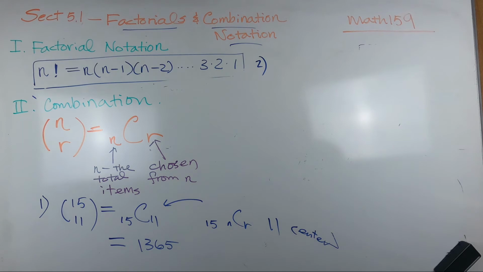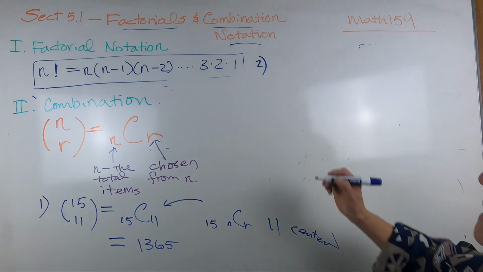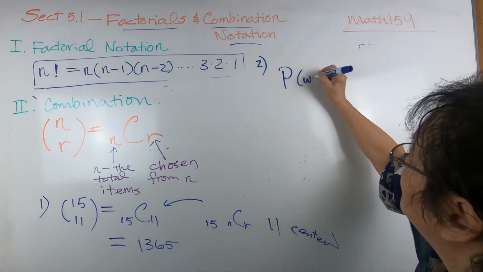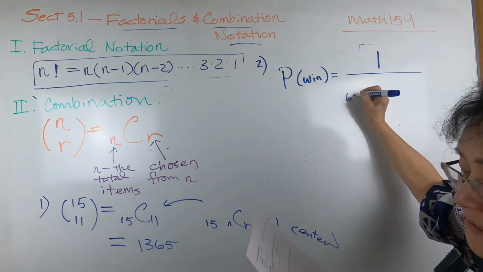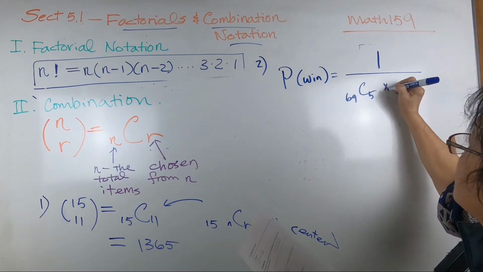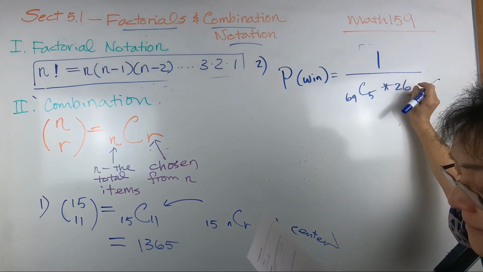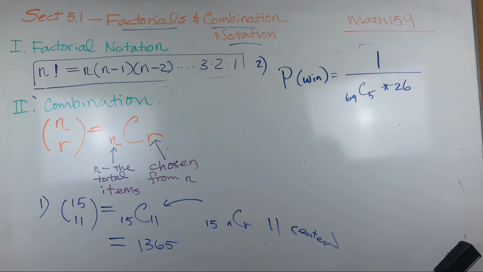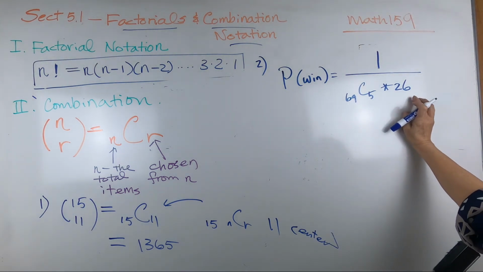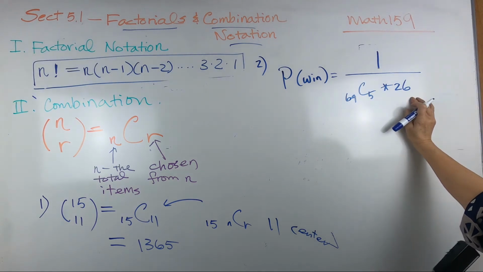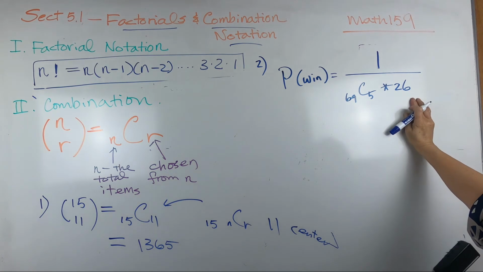Let's see. Second example: the probability of winning a Powerball lottery if you buy one ticket is counted this way: 69C5 times 1 Powerball. For now, we'll give you the formula. You just do the calculation, use the calculator, see if you can apply it.